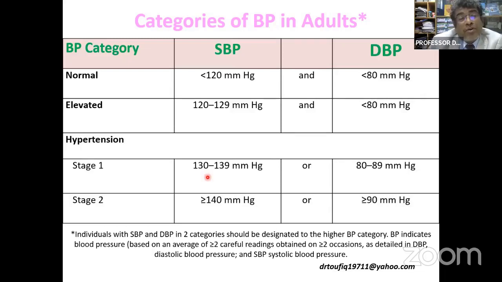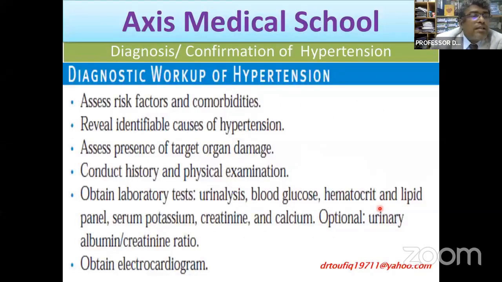That is, 130 to 139 is stage 1 hypertension. Their classification is a lower bit, that is 10 millimeter less than the JNC 8 guideline or European Society of Cardiology guideline. Stage 2 hypertension is if the patient has more than 140 millimeter mercury and diastolic blood pressure 90 millimeter mercury. So I think this is the last slide I will discuss today.